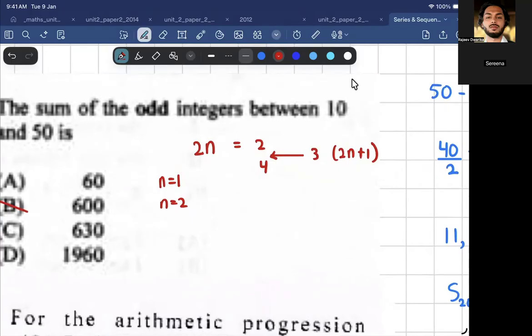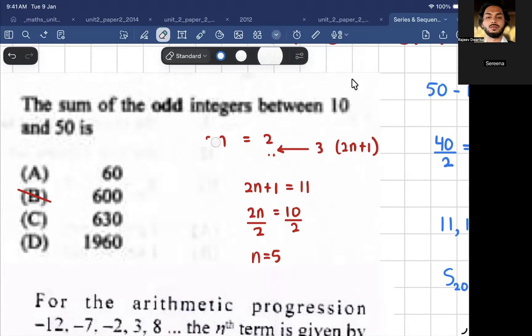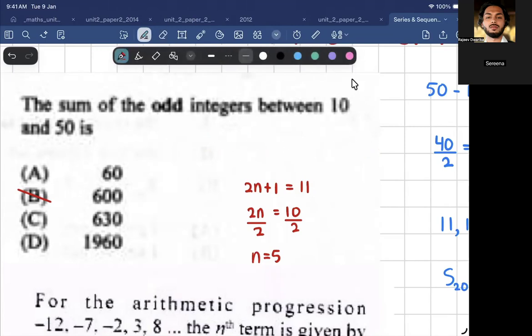So using this 2n plus 1, I could figure out what my first n term is and what my last n term is. My first odd number between 10 and 50 would be 11, you agree? Yes, sir. So I'll move across the positive 1, and that's going to turn to 11 minus 1, which is 10. If I divide both sides by 2, I'm going to get n is equal to 5. If I want to figure out my last term in my series, how do you think I could do that? Put the 2n plus 1 equal to 49. Right.